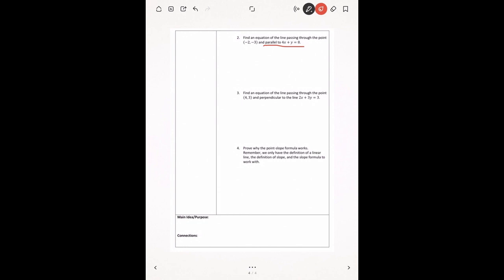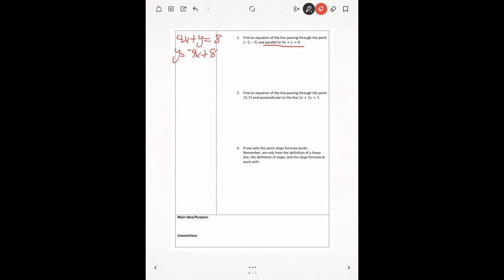Well, do I know the slope of this line? This is kind of a weird setup. This is what's called standard form. You know what? I don't want this in standard form. Let's go ahead and put this in y equals mx plus b. So let's solve this for y. I'm going to subtract 4x from both sides, so we get y equals negative 4x plus 8.